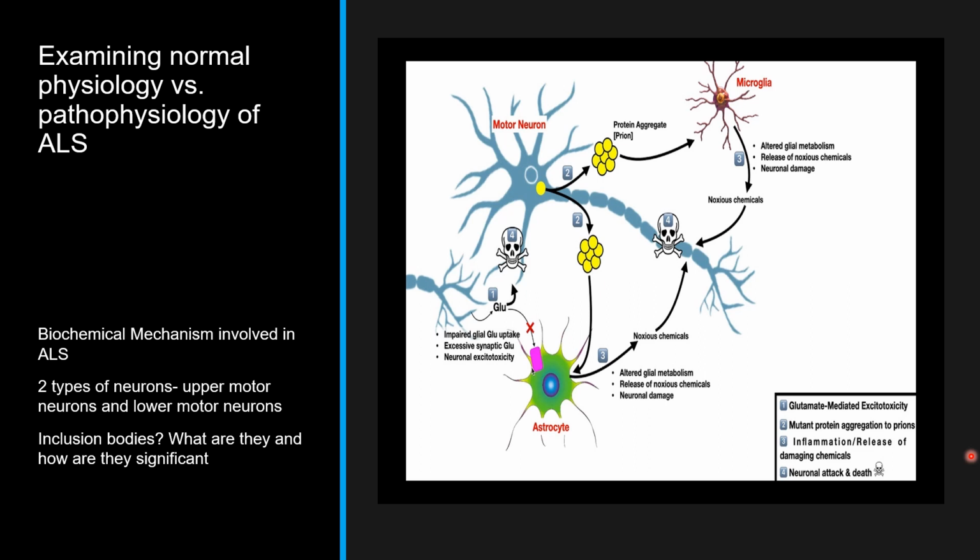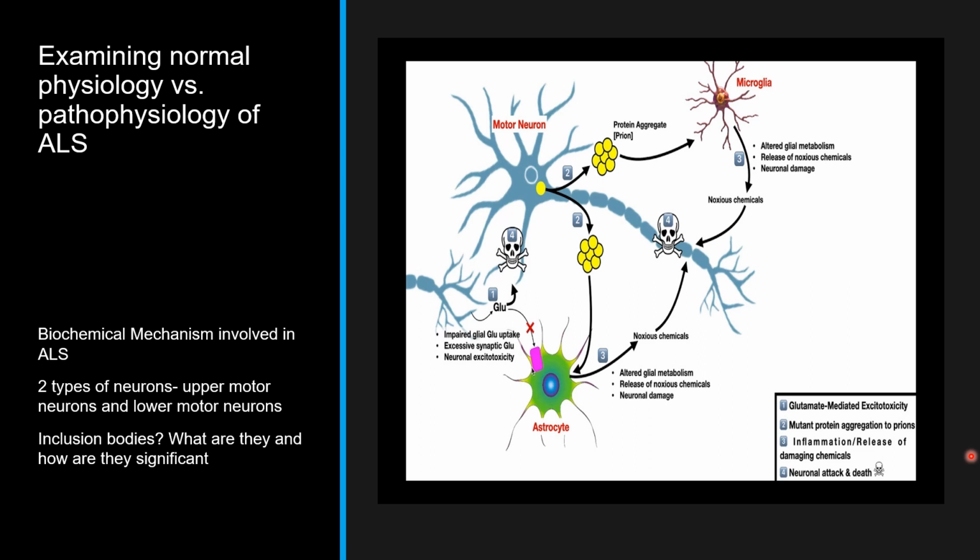The biochemical structure is going to involve the structure of inclusion bodies. Inclusion bodies are abnormal aggregates of specific proteins. The three most commonly observed in ALS are TDP43, SOD1, and FUS.